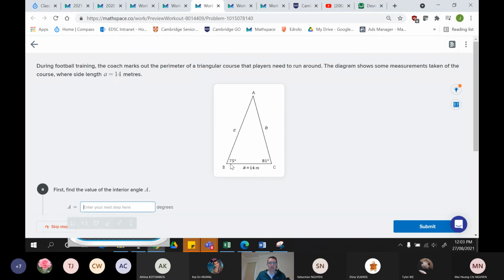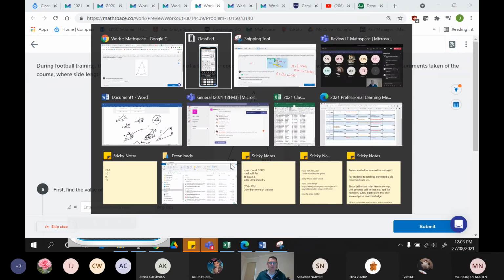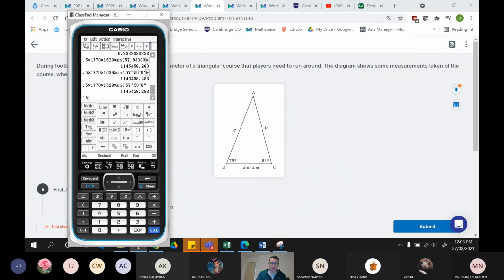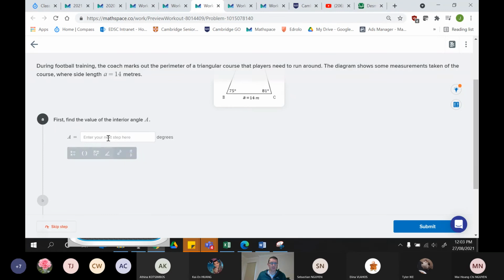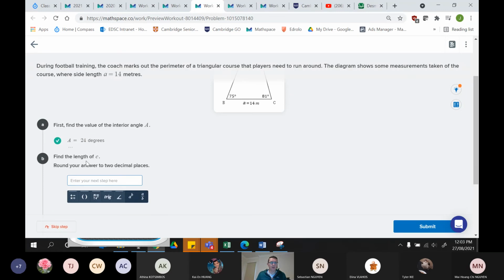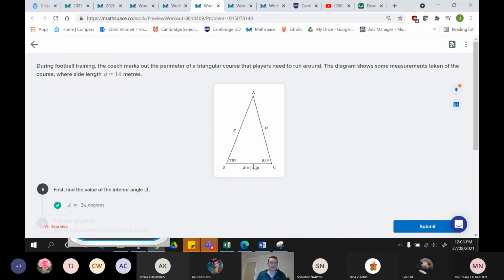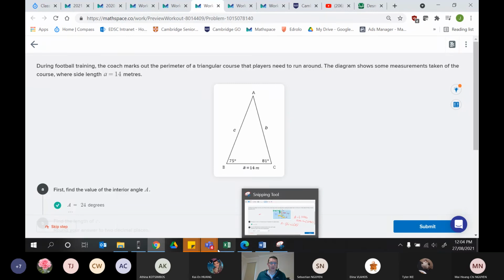So it's going to be 180 minus 81 minus 75. 24, that sounds right, you know, ish, that's what I expect. So that's just in degrees. 24, it says degrees there. Find the length of C, round your answer to 2 decimal places. So the length of C, we could use the sine rule if you wanted to. That's what it's trying to do.